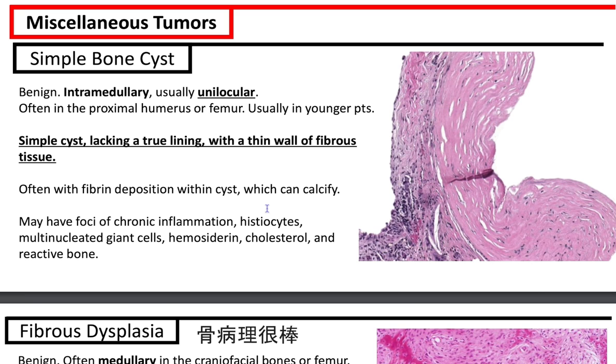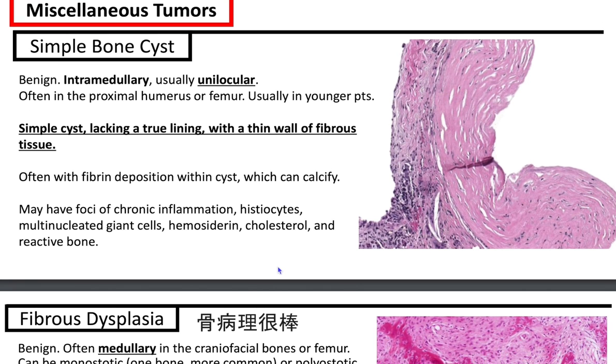Okay, and then miscellaneous tumors, your simple bone cysts. These are benign, intramedullary, usually unilocular. These are simple cysts lacking a true lining with a thin wall of fibrous tissue. You'll often see fibrin deposition within the cyst, which can calcify.